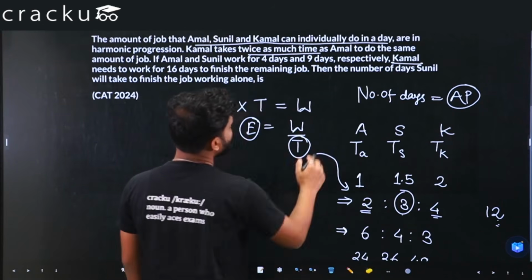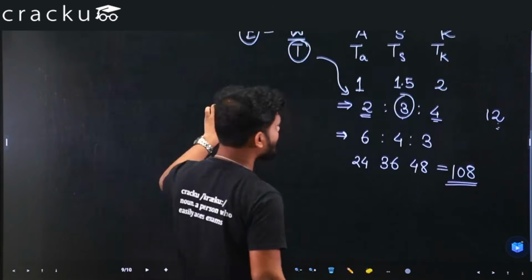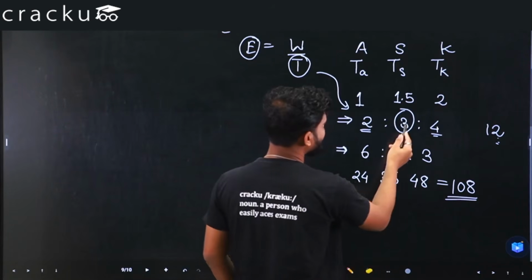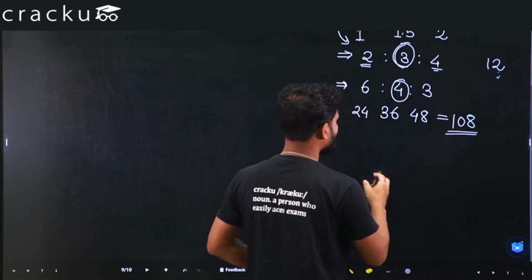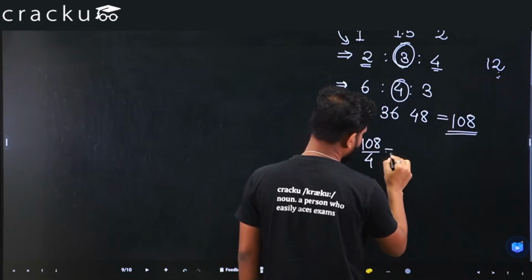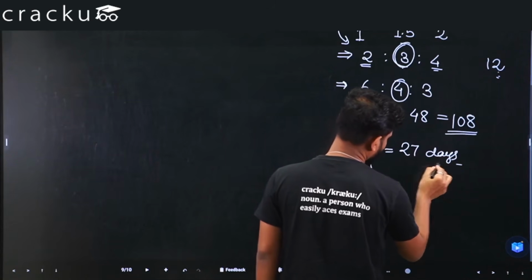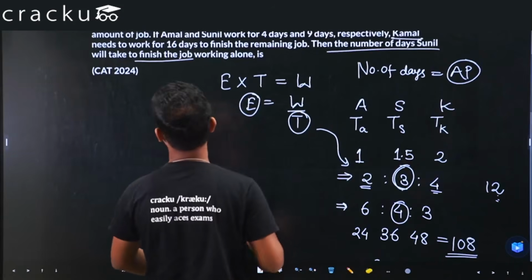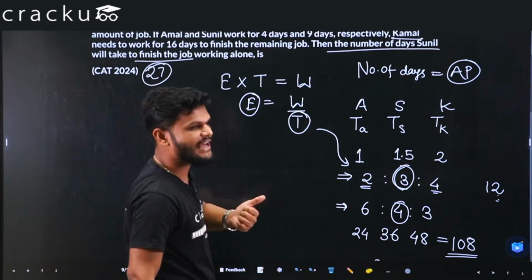What are we asked? The number of days Sunil will take to finish the job. So Sunil here does 4 units per day. So 108 he will do in 108 by 4, which is 27 days. So this is 27. Did we write any HP equation here?